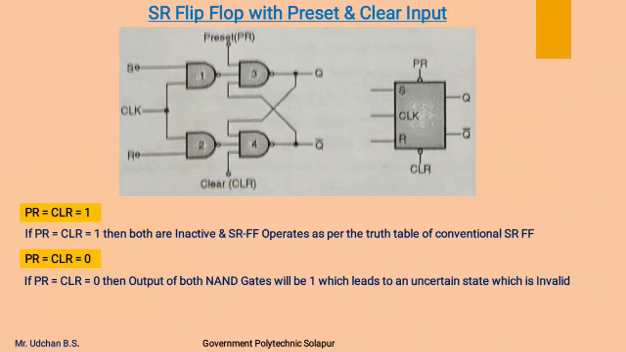When preset and clear are both 0, this terminal is 0 and this terminal is 0, then Q will become 1 and Q complement will also become 1. As we know, if at least one input of a NAND gate is 0, its output will be 1. So the outputs of both NAND gates will be 1, which leads to an uncertain or invalid state, as the outputs of a flip-flop are complementary to each other. So these two conditions are not helpful to set or reset the output of the flip-flop before its operation.